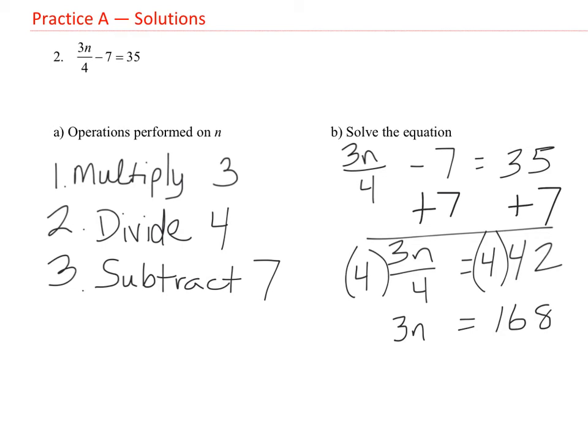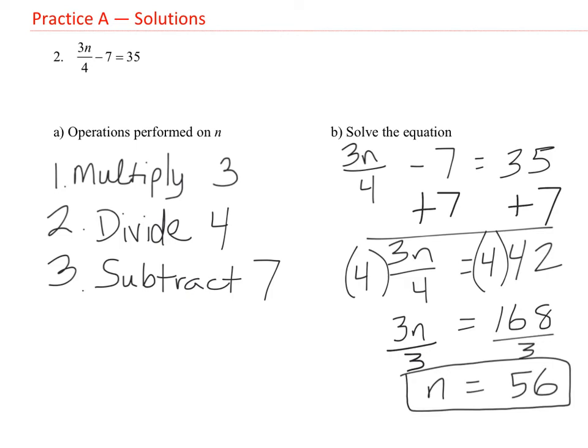would be divide by 3. So let's divide both sides by 3. And when we divide both sides by 3, we're left with n equals 56. So the solution for this equation is 56. Now, there is an alternative approach to solving this equation, and I'm going to be looking at that next.